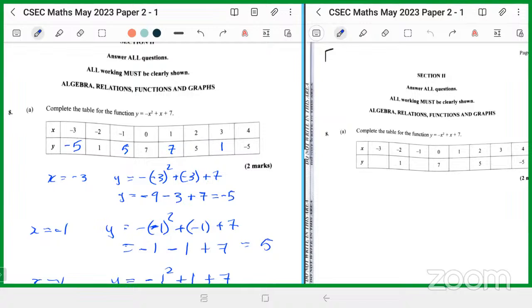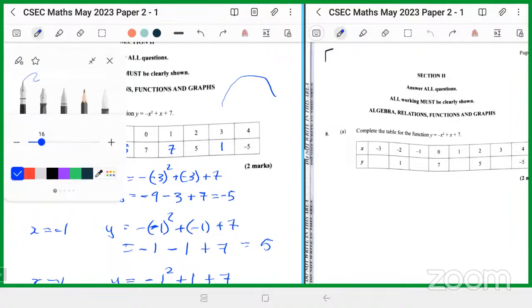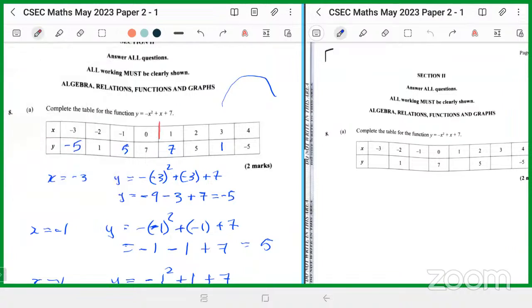Now, let me explain something to you right off the bat. This graph has a frown shape, so it's going to have a maximum point. The maximum value is the highest y value. Since an x value of 0 is given a y value of 7, and the x value of 1 is also giving us a y value of 7, it means that your line of symmetry is exactly between here, right between the 0 and the 1.